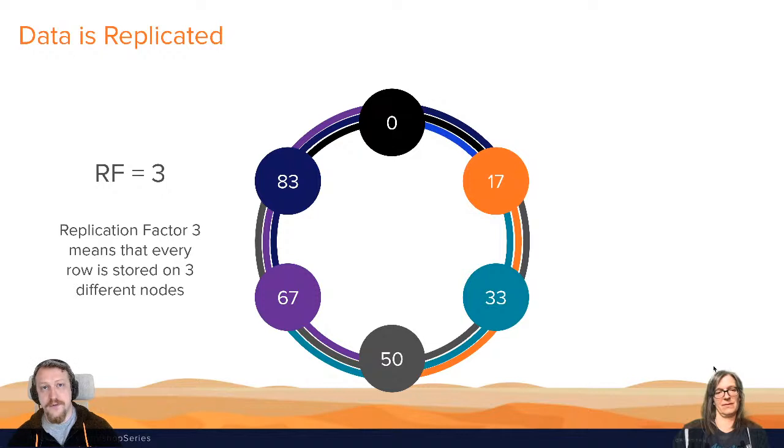But another thing which is very important: data is replicated. What does that mean? Every record of your tables, every piece of data you store, is replicated according to your settings. This setting is called replication factor, and replication factor defines how many copies of this data you are going to have per data center.